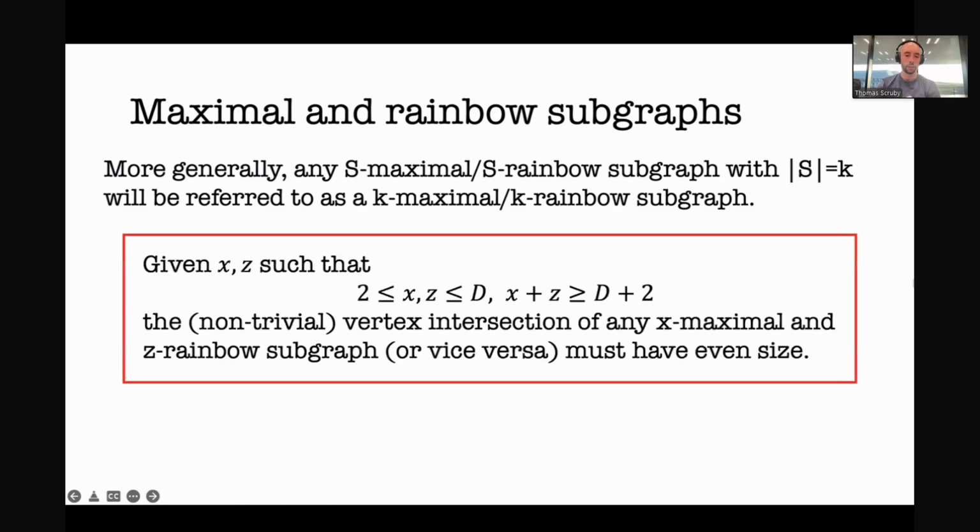And then this is kind of the most important thing to remember going forwards, is that you can show that if you choose X and Z in the same way as with the pin codes, then the non-trivial vertex intersection for any X maximal and any Z rainbow subgraph, or the converse, must have even size.